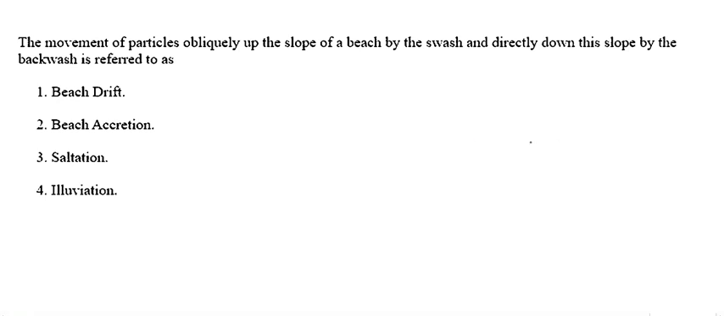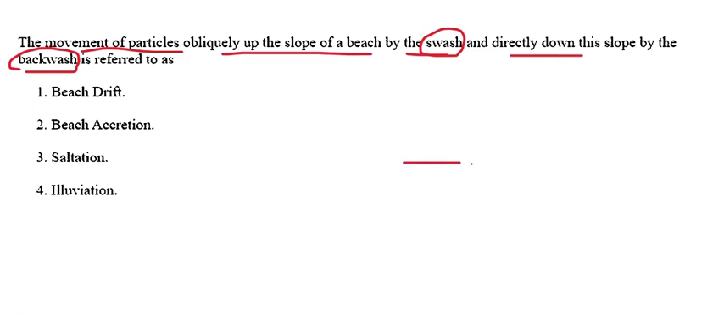If we look at this question, the movement of particles obliquely upon the slope of a beach is called what, the swash, okay, one term, swash, and directly down this slope, the backwash is referred to as what. Suppose this is our coastline. This side we are getting beach. This side we have sea.